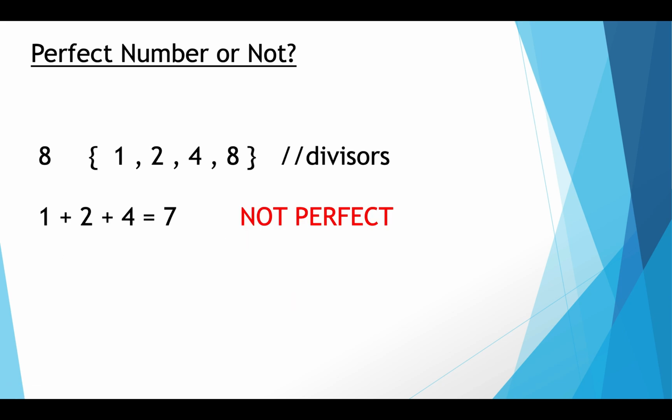Now let's see if 8 is a perfect number. The possible divisors of 8 are 1, 2, 4 and 8. Excluding 8, if I only consider 1, 2 and 4, I get 7 as the sum total, which is not equal to 8. Hence, 8 is not a perfect number.